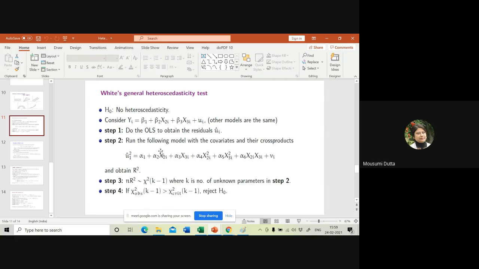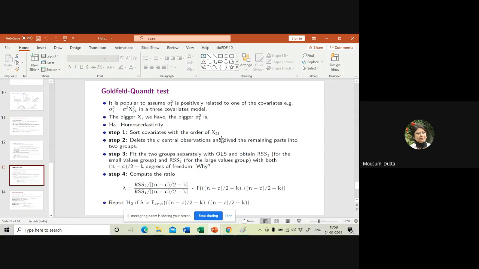It is also a popular test where we are considering the square of the residual, and we are regressing on these values, their squares, their cross products, etc. Then the second thing is the Goldfeld-Quandt test, where we are considering that sigma i square is varying with one of the explanatory variables x_ij, and now the steps.